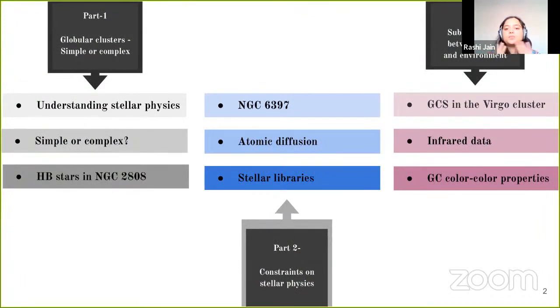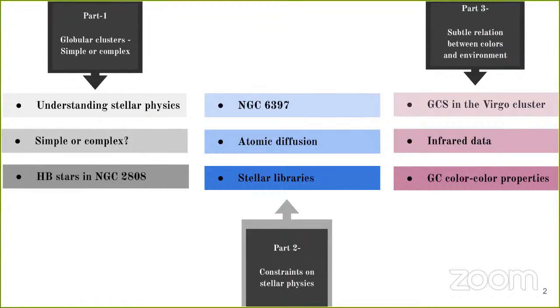So this presentation is broadly divided into three parts. In the first part, I'll introduce globular clusters and one of the basic applications of globular cluster science in understanding different evolutionary stages of stars. This stems from the fact that they are supposed to have simple stellar populations. So in this one, we're going to see how the horizontal branch stars of NGC 2808 show that the populations are not actually simple.